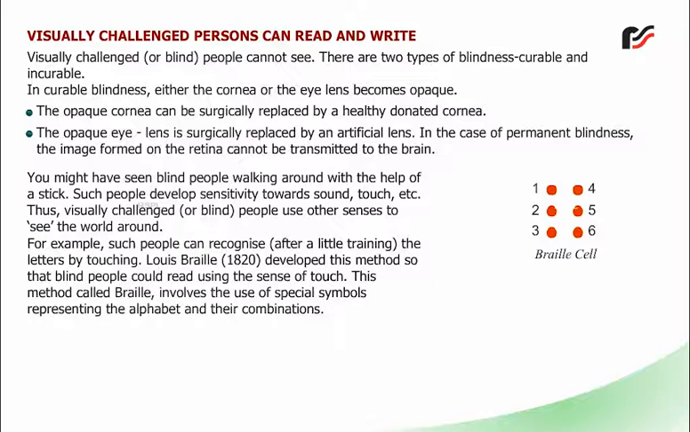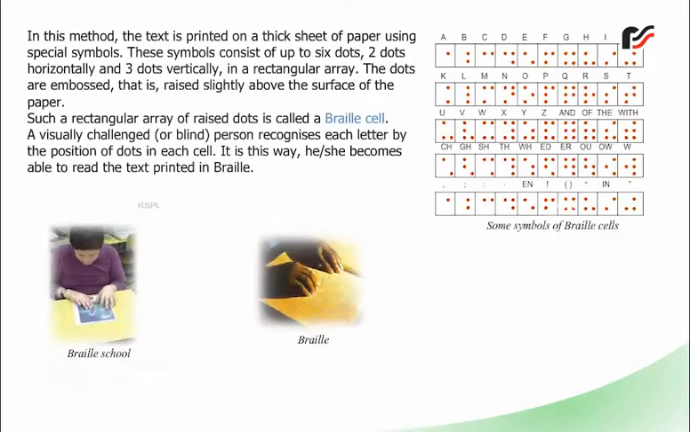Louis Braille, 1820, developed this method so that blind people could read using the sense of touch. This method, called Braille, involves the use of special symbols representing the alphabet and their combinations. In this method, the text is printed on a thick sheet of paper using special symbols. These symbols consist of up to 6 dots, 2 dots horizontally and 3 dots vertically in a rectangular array. The dots are embossed, that is, raised slightly above the surface of the paper.